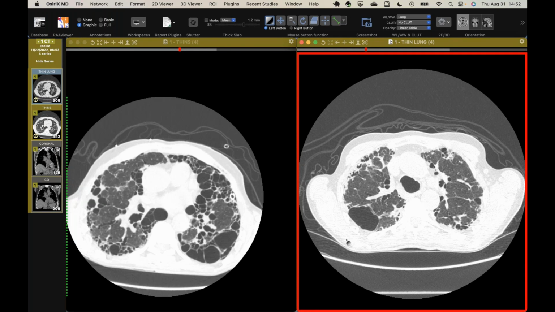We call it exuberant honeycombing, but I don't think it's the same thing, because those honeycomb cysts with UIP are small, they're thicker walled, and they don't get this big. So I think this is a different process, but of course we don't biopsy these patients, so we have no idea what's really going on.